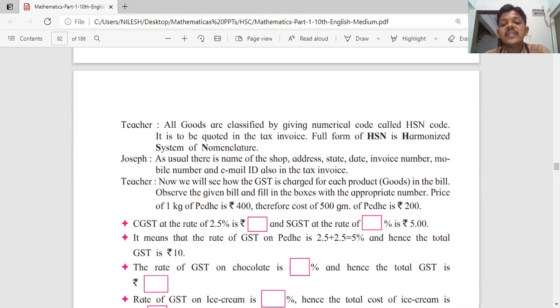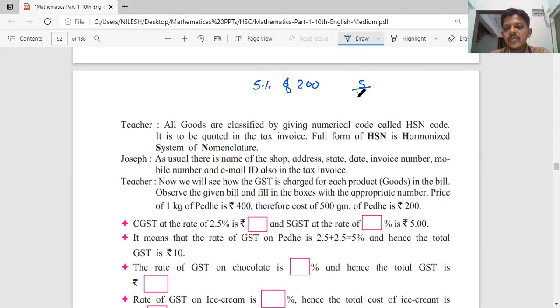Now we will see how the GST is charged for each product. Observe the bill given. See, 1 kg of payday is 400. So half kg would be 200. 2.5% is rupees 5. So this is what, if you want, you can check it over here. This is what we did in the calculations also earlier. So total 5% it was of 200.